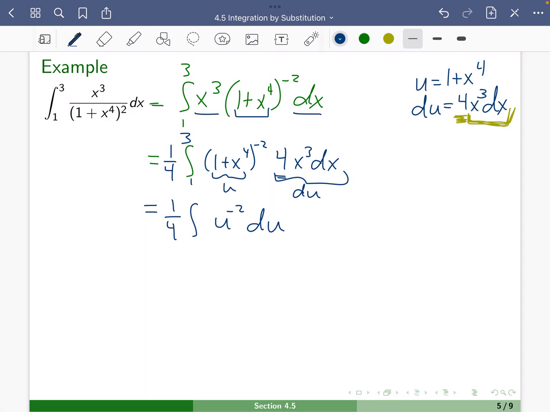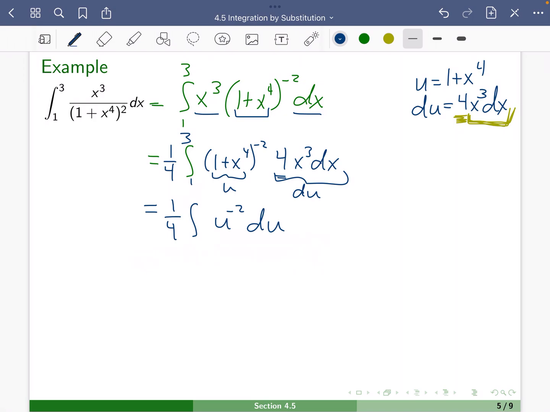Now you'll notice I haven't written my limits of integration yet. Why have I not yet done that? Well, the reason I haven't done that yet is because that 1 and 3, those are x values. If I wrote a 1 and a 3 here, someone that read this problem would understand those to be u values. So there's a couple different ways we can do this. I'm going to do this problem a second time, but one way we can do this is we can change those limits of integration.